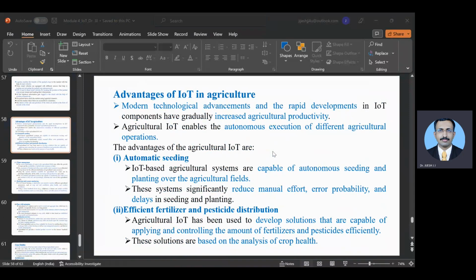So how much pesticide is required, you need to spray for that. All those things are there. So these are two advantages. You can take note of these things.